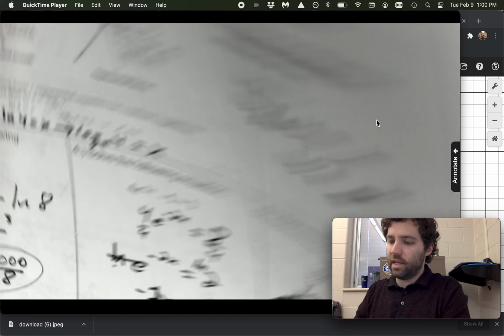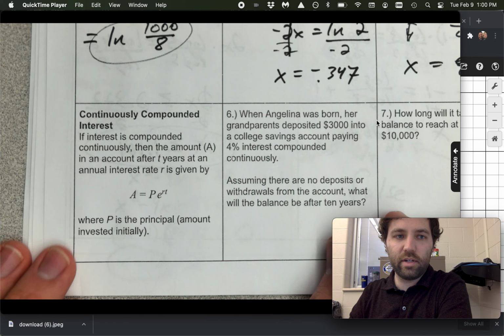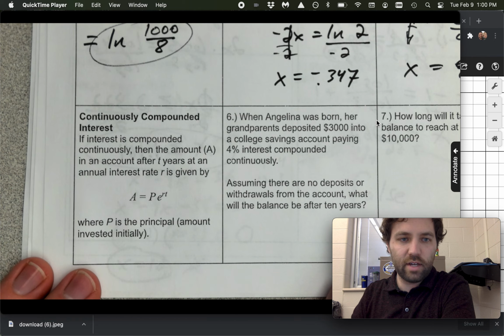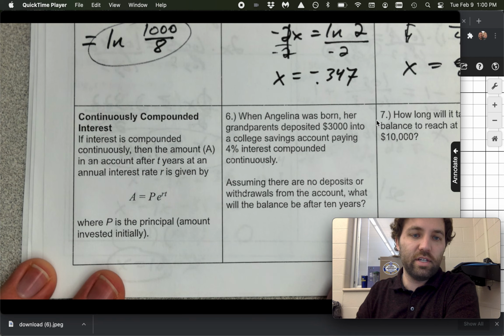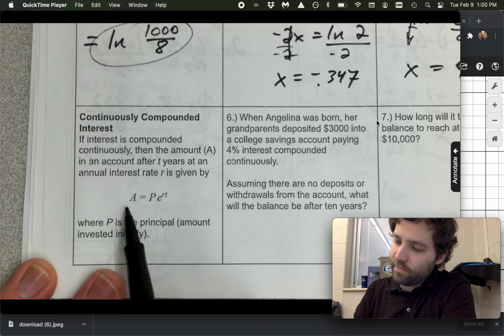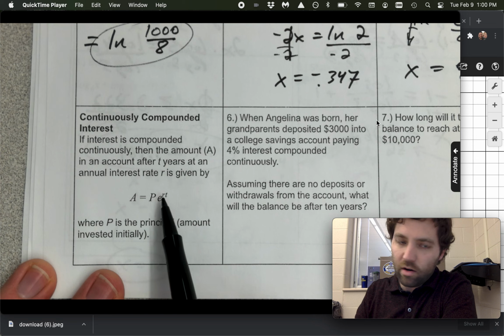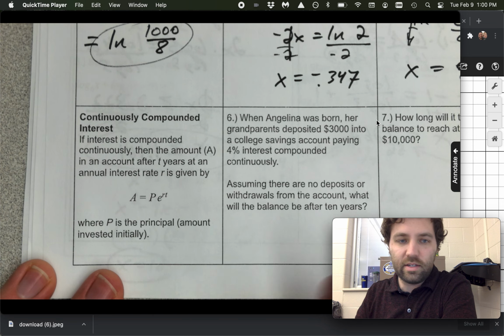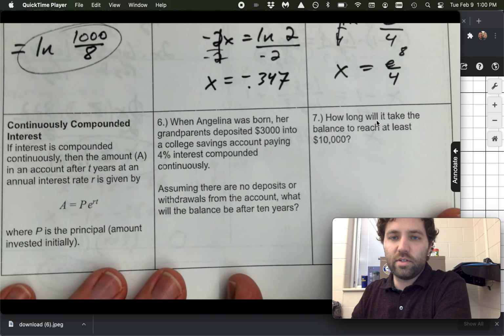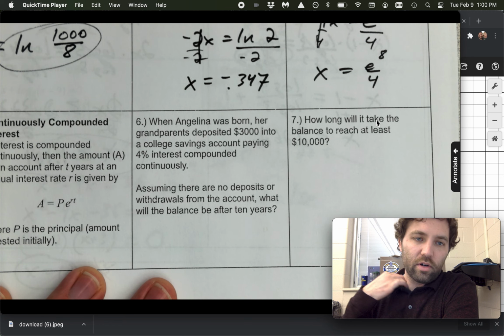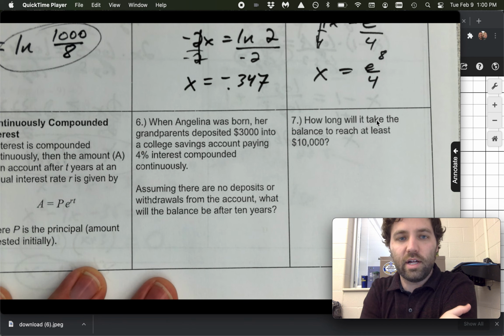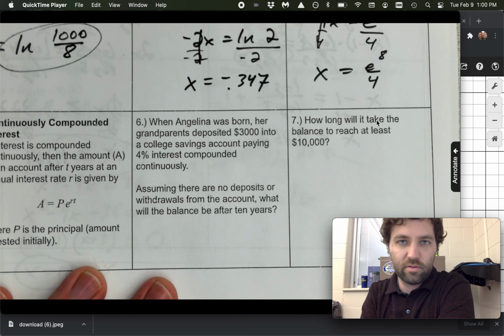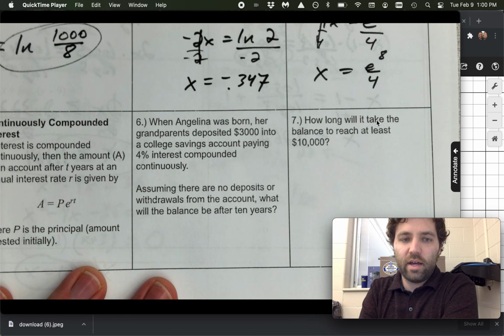Okay, last thing here, continuously compounded interest. If interest is continuously compounded, then the amount in an account after 2 years is given by this formula. So P is the principal, r is the interest rate as a decimal, and t is time in years. So let's solve a problem here. When Angelina was born, her grandparents deposited $3,000 into a college savings account paying 4% interest continuously compounded. Assuming there's no deposits or withdrawals from the account, what will the balance be after 10 years?